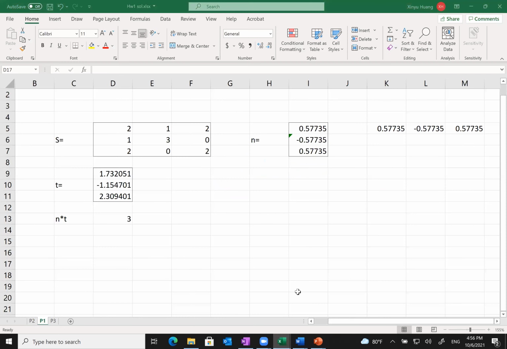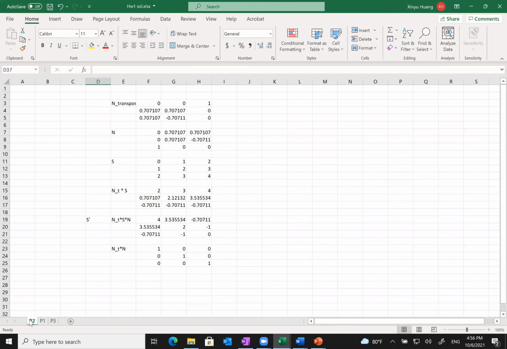What is that right here? I calculated this with Excel again, pretty easy. So I constructed the N matrix, this is my S matrix, and this is the transpose of N, and they multiply all together. N^T S N is the matrix after transformation.